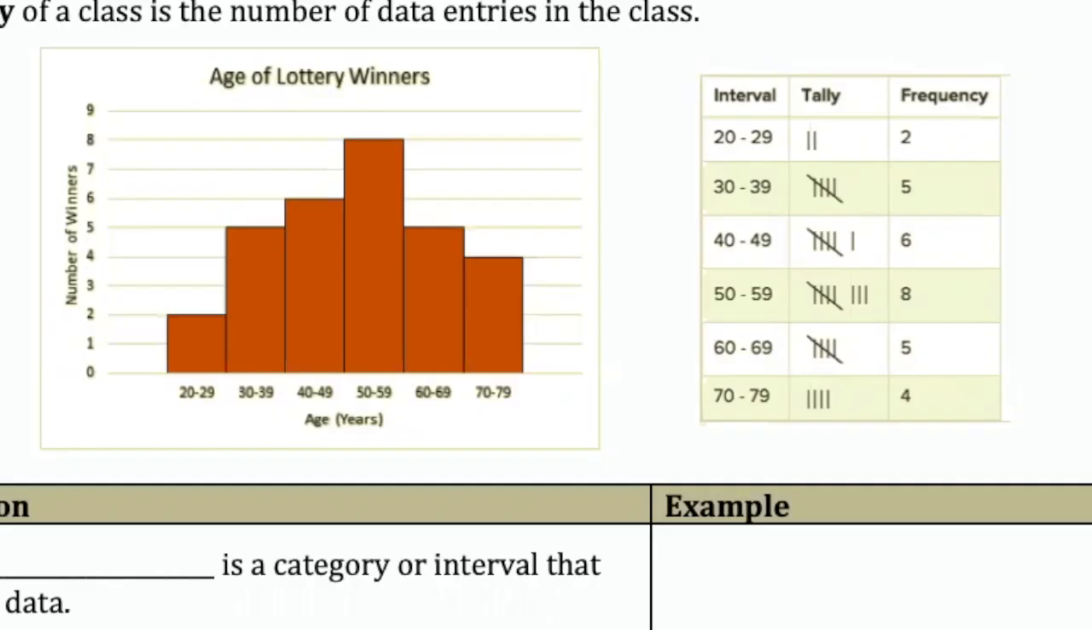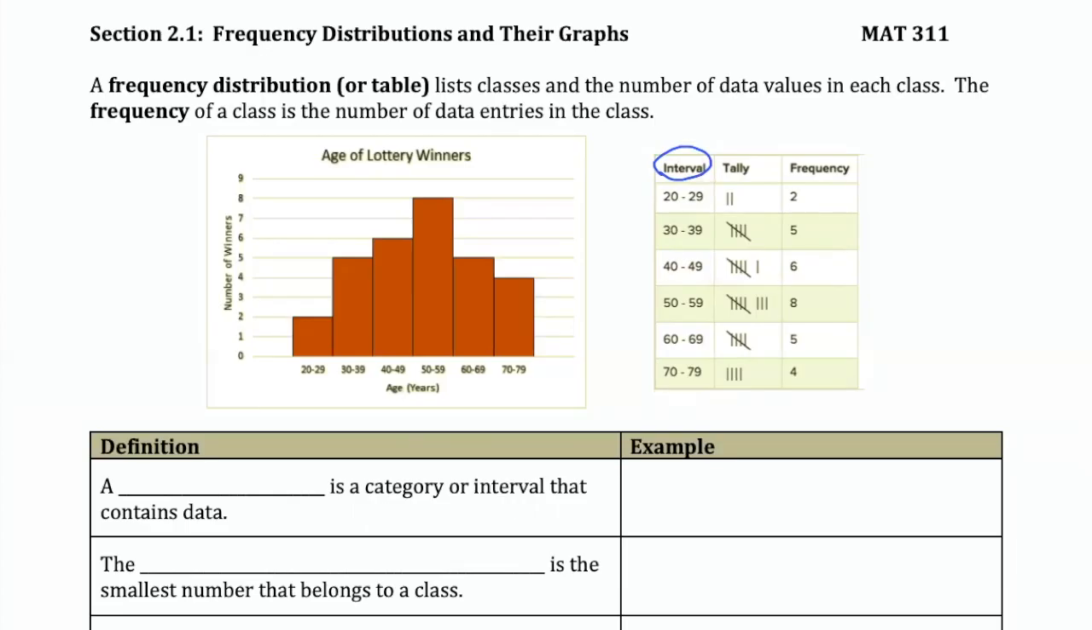A frequency distribution, or a table, just lists what we call classes and the number of data values in each class. In this example, you can see that the word interval has been used instead. Most folks, though, do use the word class. The frequency of a class is just the number of data entries in this class.